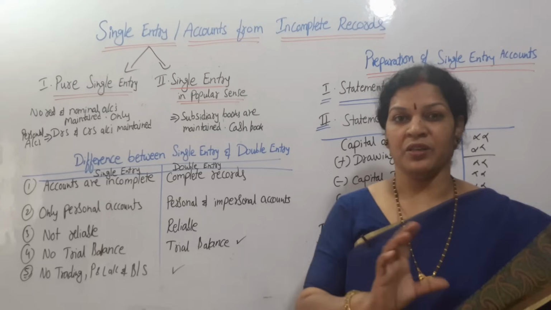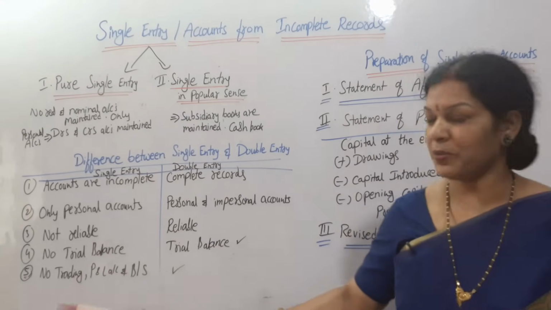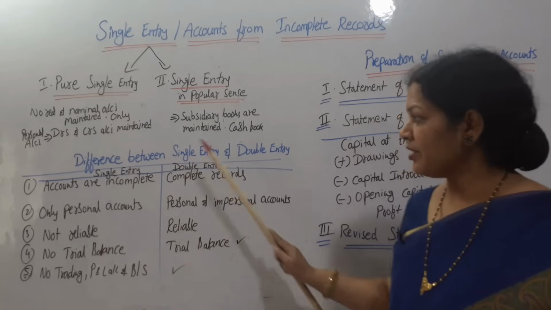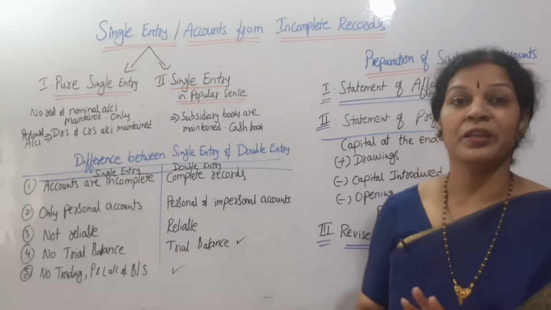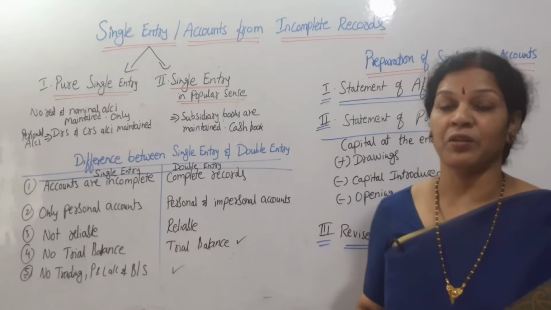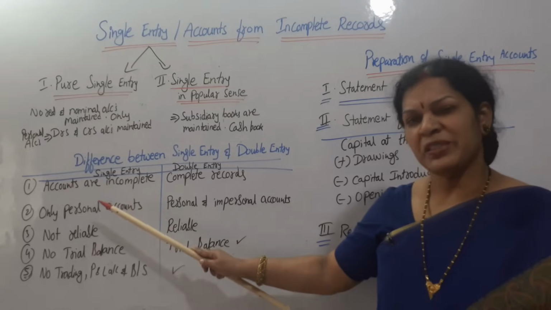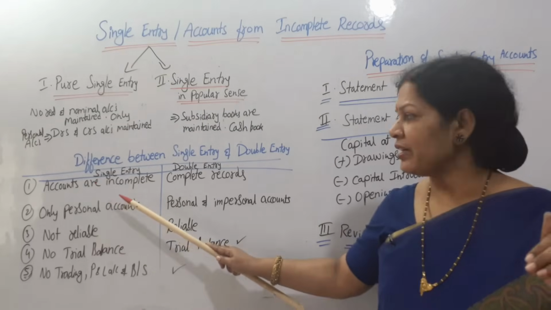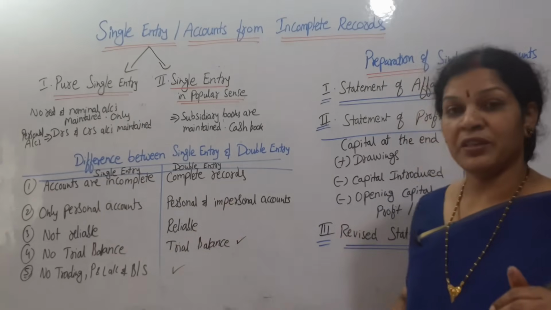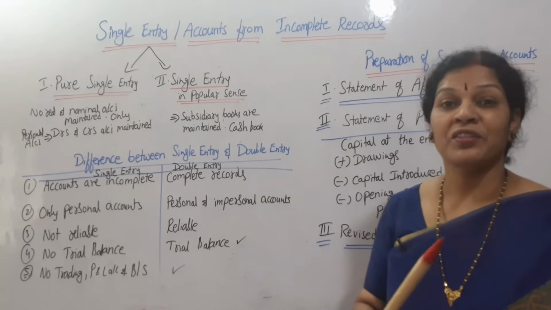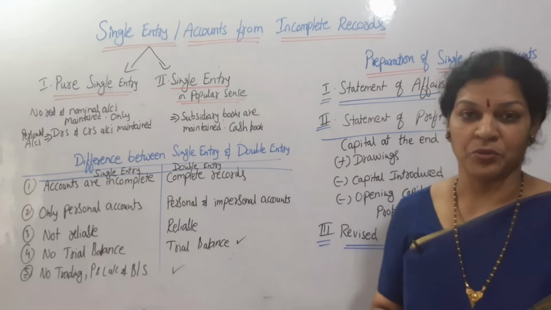Now after this, you will see what is single entry and what is double entry, the difference. What is the difference? I can explain five differences here. The first thing is that in single entry, accounts are incomplete. You won't get proper information. That is the reason we are not going to prepare even a trial balance. So the information whatever is given is incomplete in single entry system. Whereas in double entry system, you will find complete records, complete transactions.